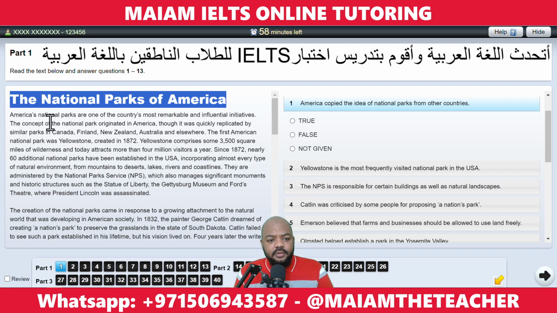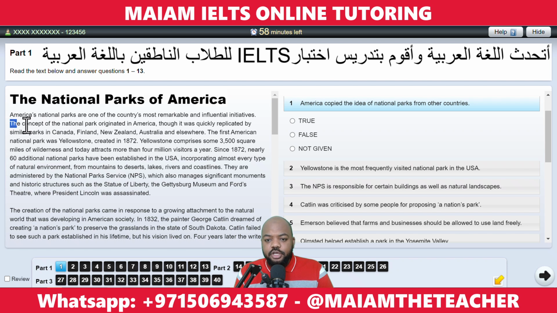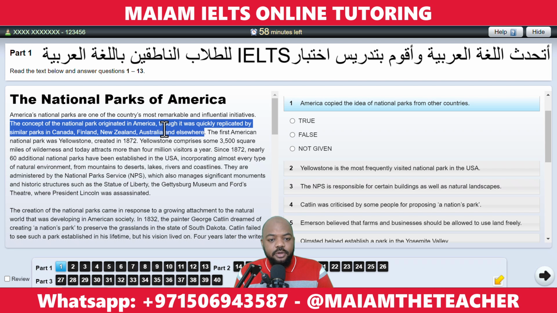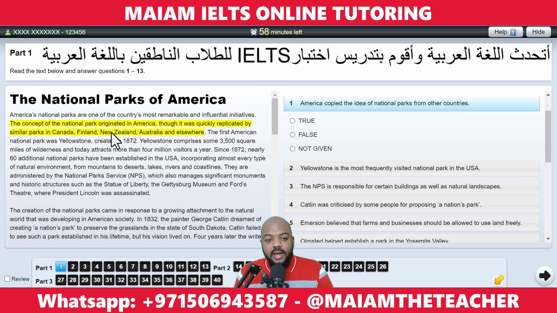Well, here we have mention of national parks right here. I'm going to highlight that. So I'm going to right click right here and I'm going to click on highlight. So I have that highlighted so I can come back and look at my question again.